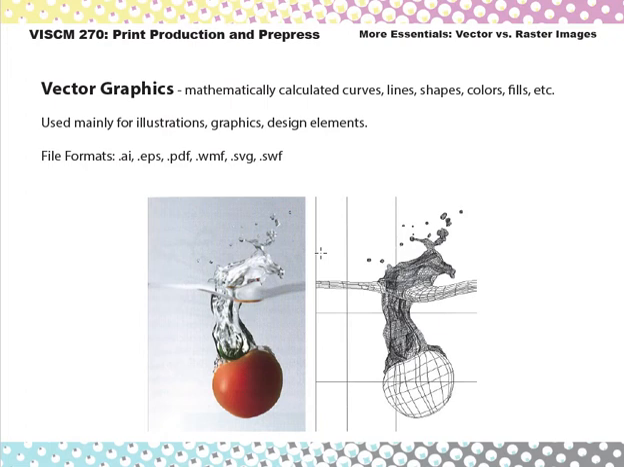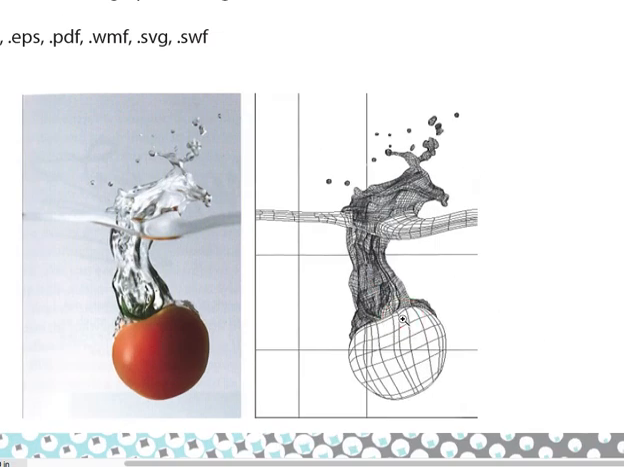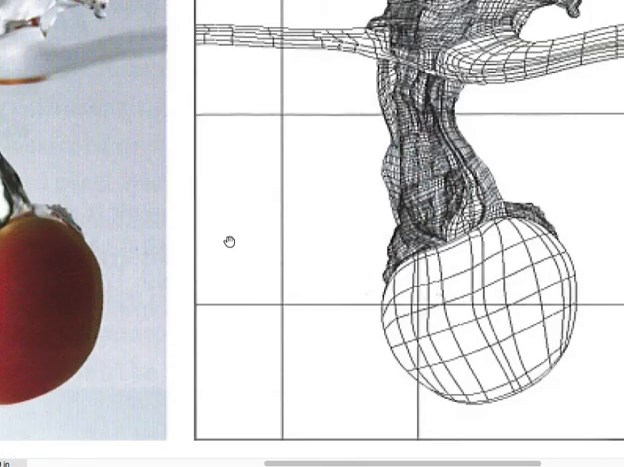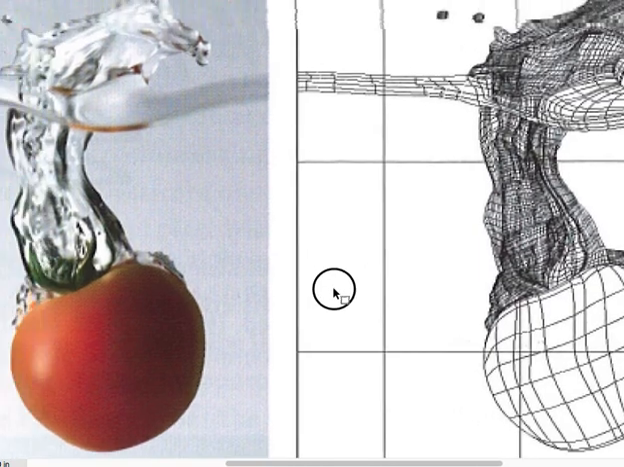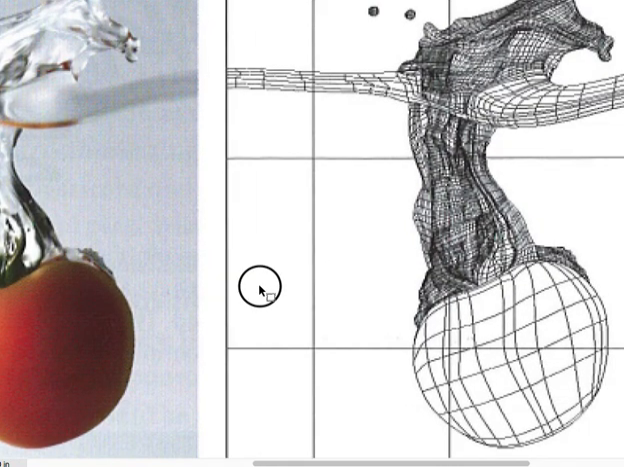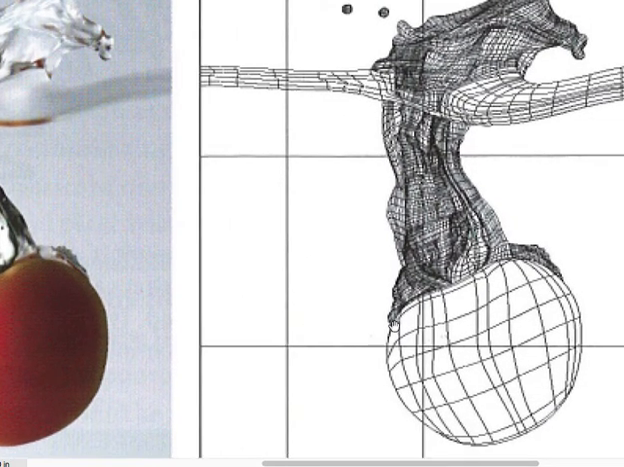You can get photographic quality with vectors, although it takes a lot of work or a lot of computing power. So here with this image, you can see this apple or whatever that is, a tomato dropping into water is a vector image, and each one of those shapes has its own fill and gradient and so on.